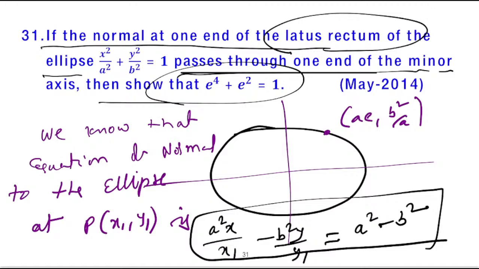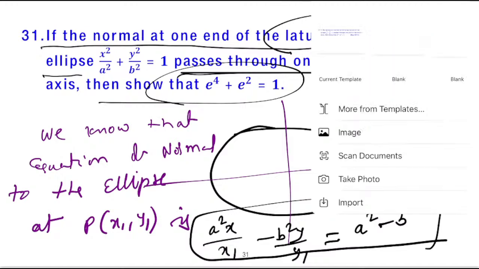So if that is the thing, what will happen? Put the point first, get the ae and b square by a, all those stories they gave. So put this point over here. Now can you put that point there? So what will you get? Instead of x1, y1, I am putting, a square x by ae.